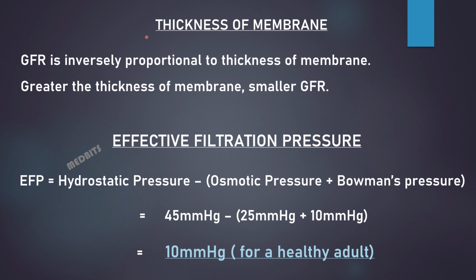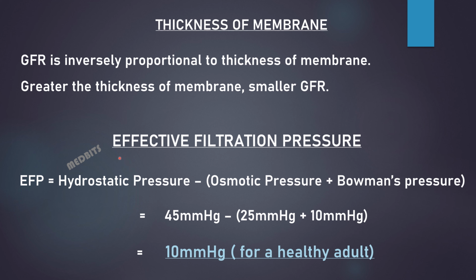There is one more factor which affects the GFR, that is the thickness of membrane. GFR is inversely proportional to thickness of membrane. That means greater the thickness of membrane, smaller is the GFR. We know that very well, right? If you are trying to filter something with a heavy cloth, we are not able to filter it totally. But if the cloth is of very thin layer, definitely we can filter it easily. That's the same principle we are talking about with thickness of membrane.